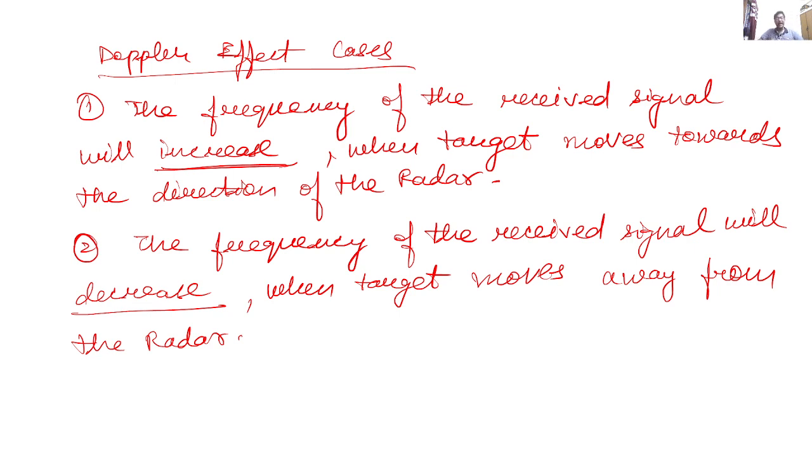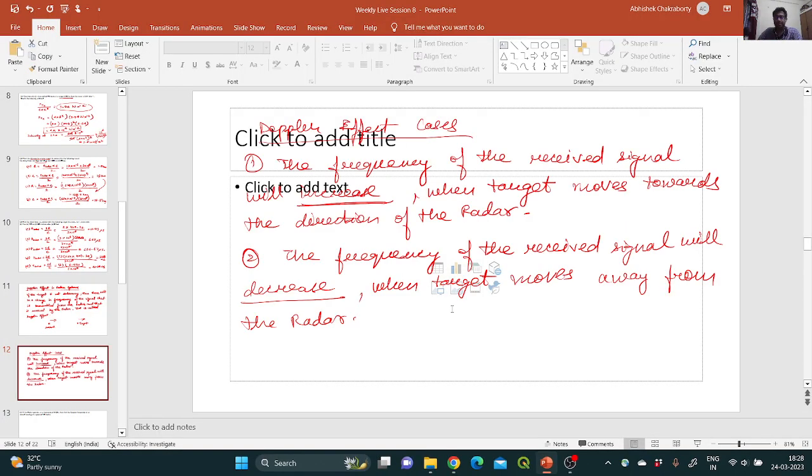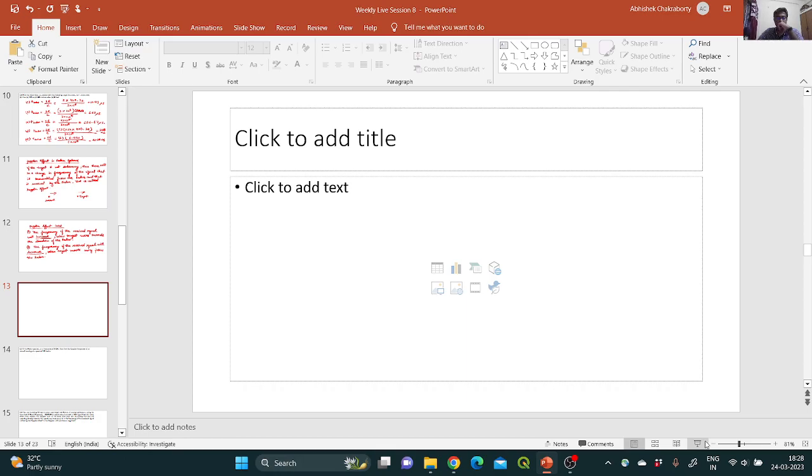So let's try to derive the Doppler frequency now, because it is crystal clear that the frequency will change in case either the target or the source is moving. So let's try to derive it. Derivation of Doppler frequency, just a very small derivation.